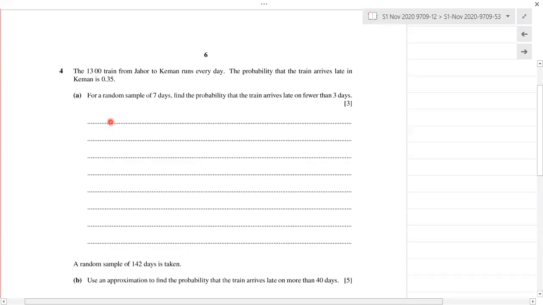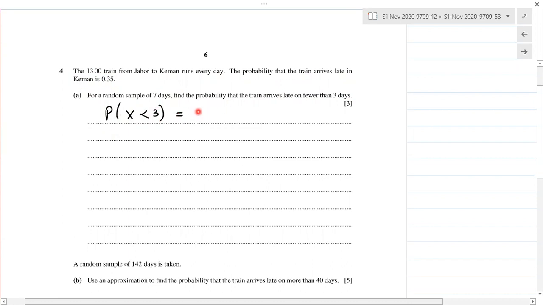Question number 4. The 1300 train from Johor to Cayman runs every day. The probability that the train arrives late in Cayman is 0.35. For a random sample of 7 days, find the probability that the train arrives late on fewer than 3 days. This is what we have to do.